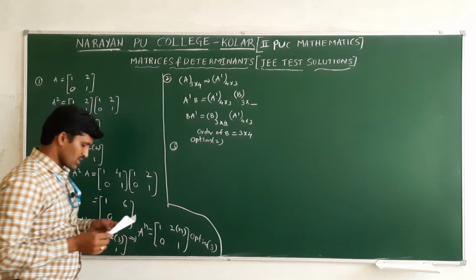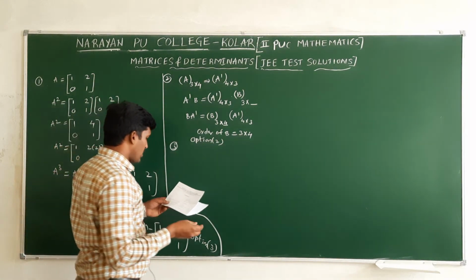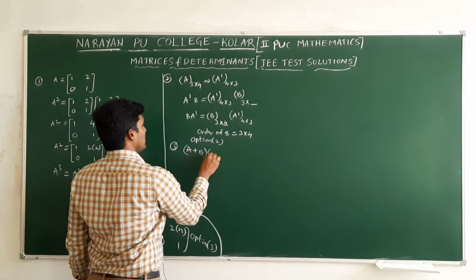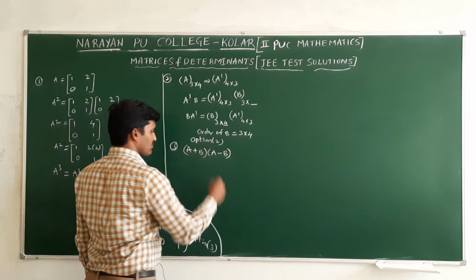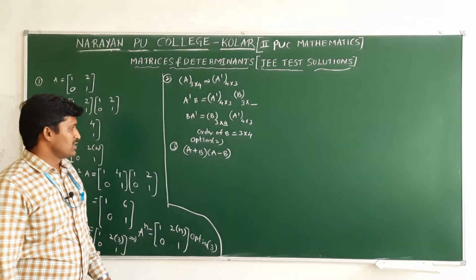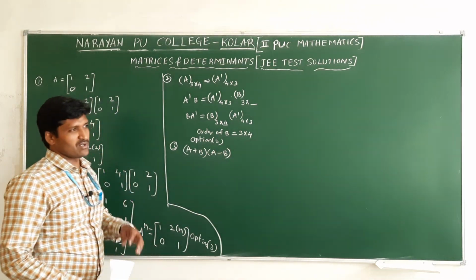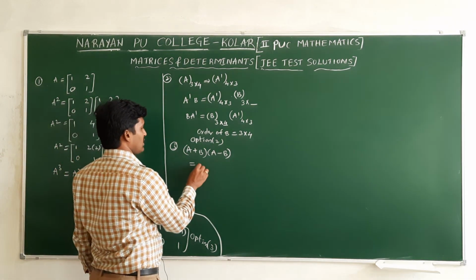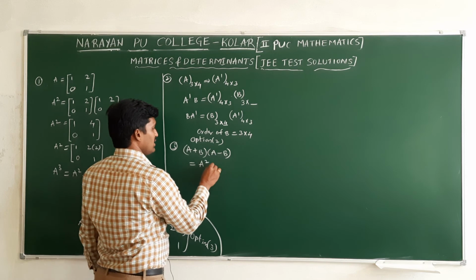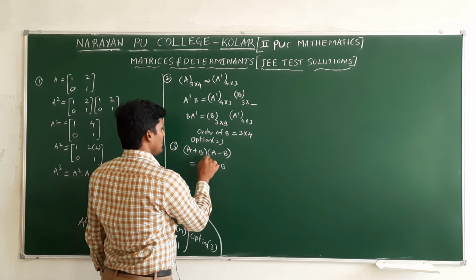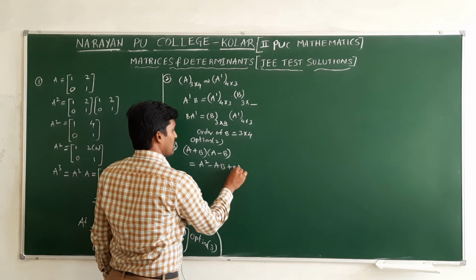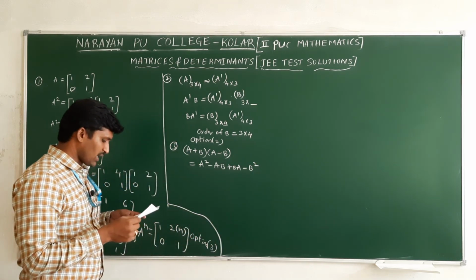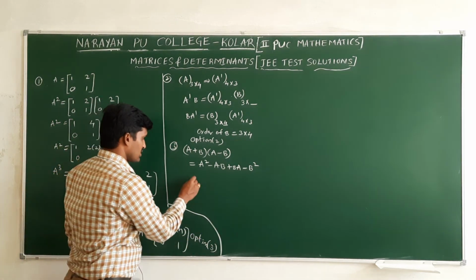Next, third question. A and B are square matrices of the same order. A plus B into A minus B. This product, don't write directly as A square minus B square. This is not a number, it is a matrix. It does not satisfy the commutative property. A into A is A square, A into minus B is minus AB, B into A is plus BA, B into minus B is minus B square. This is the correct value, that is option 3.